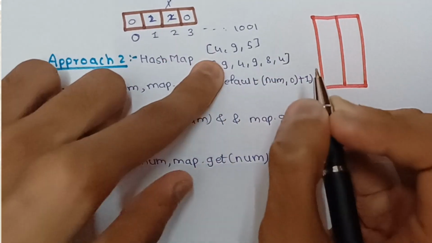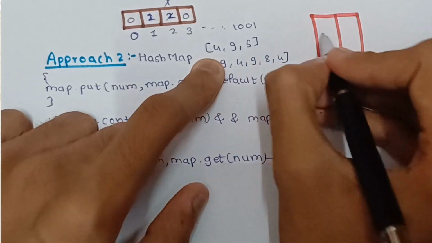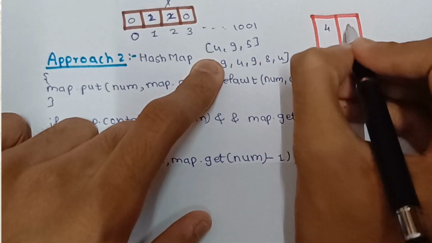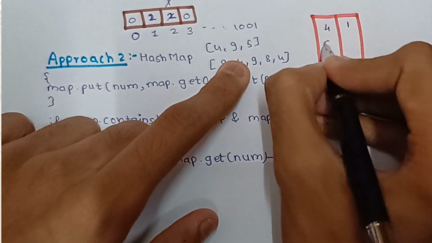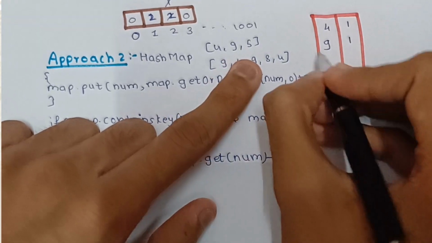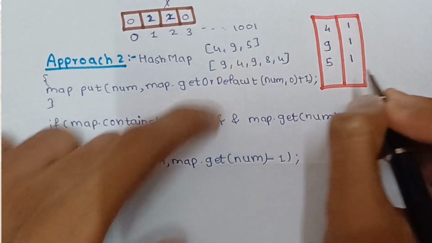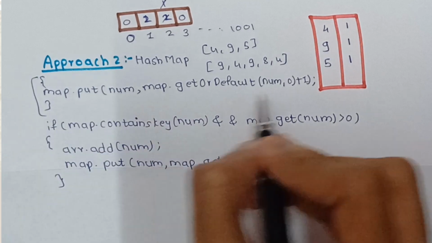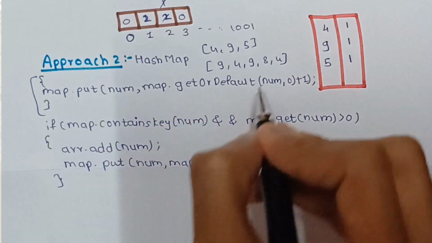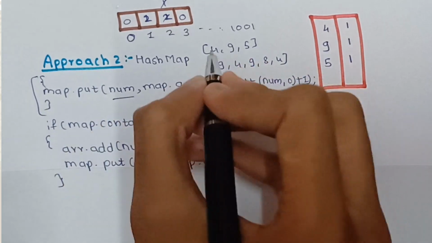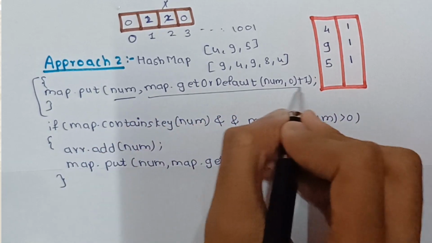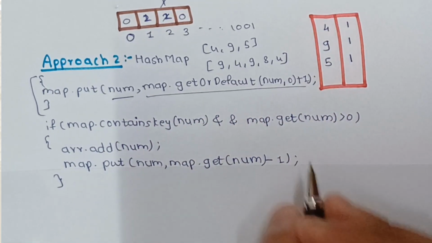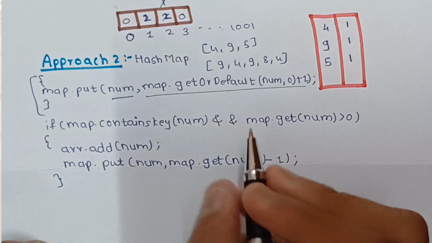Now we will traverse nums1. So 4 will be added to the hash map and its frequency will be 1. Now 9 will be added in the hash map and its frequency will be 1, and 5 will be added in the hash map and its frequency will be 1. Now what we have to do, this is very simple. We have to add the elements from nums1 into the map. So we will add the original number and increment its frequency. If it is not occurring, then it will be 0.